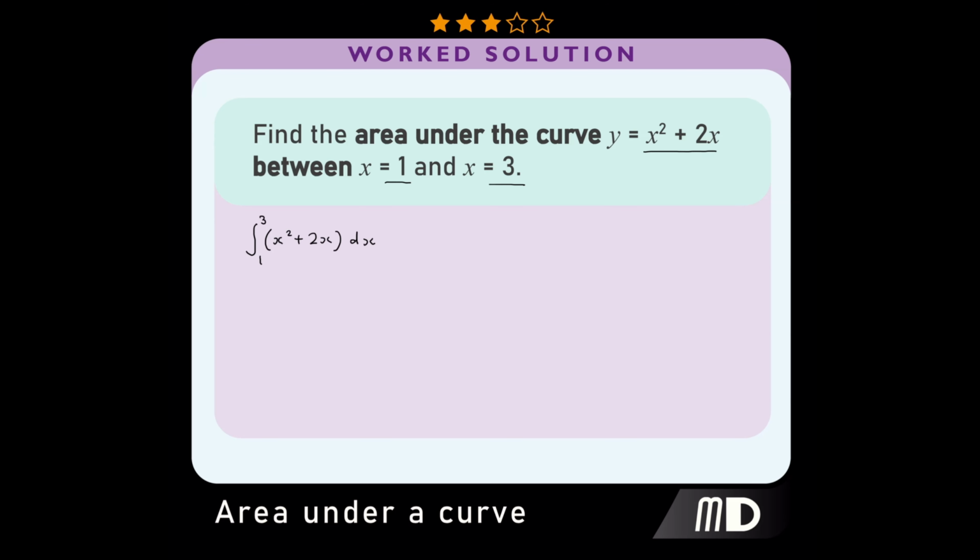So let's begin by integrating the function y equal to x squared plus 2x. We integrate this function one term at a time, by increasing the exponent by 1, then dividing by that new exponent. This function has two terms, an x squared term and a 2x term. x squared is integrated by increasing the exponent from 2 to 3, then dividing by 3. So x squared becomes x cubed divided by 3.